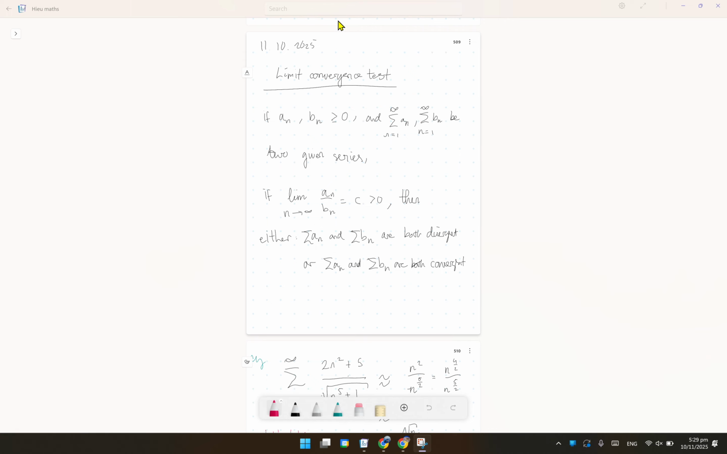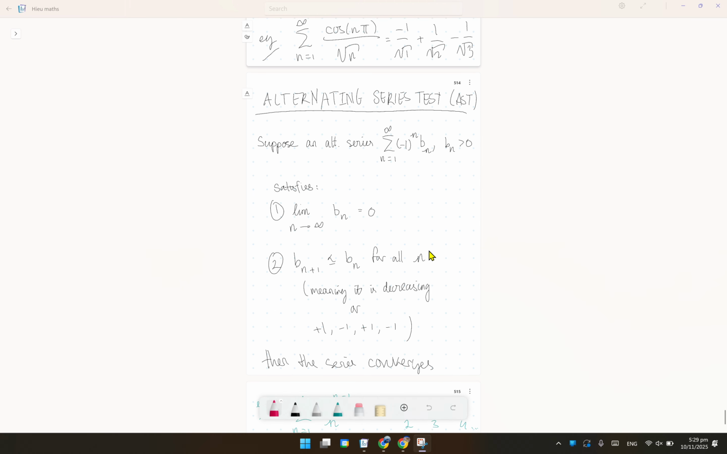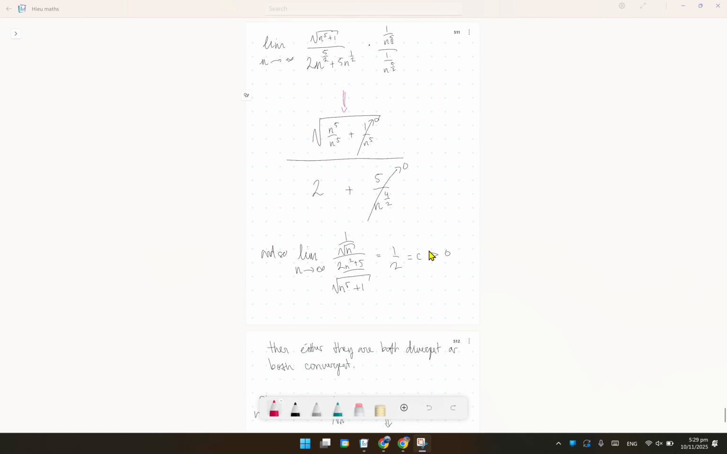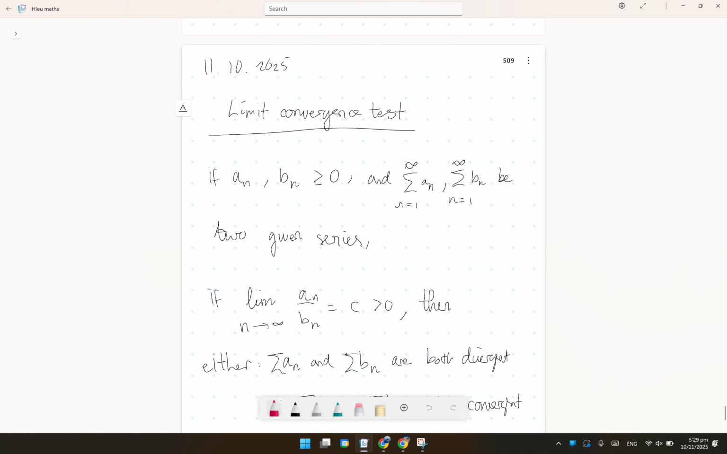Today we're going to be looking at the limit convergence test, and we are also going to be looking at alternating series tests. So those three things today. First of all, I want to look at the limit convergence test.